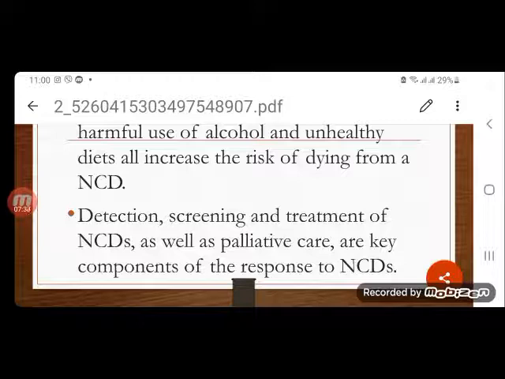Just as we know about the world, we should also know about our country. So I will attach this with the lecture.